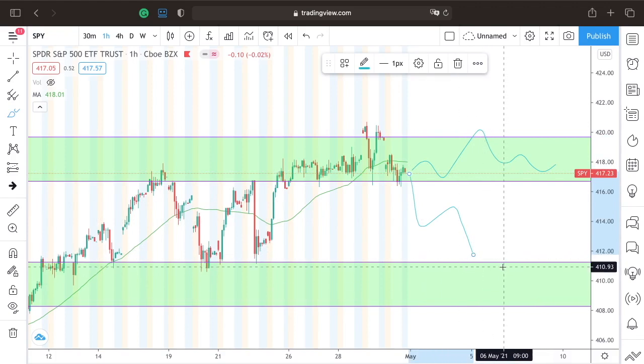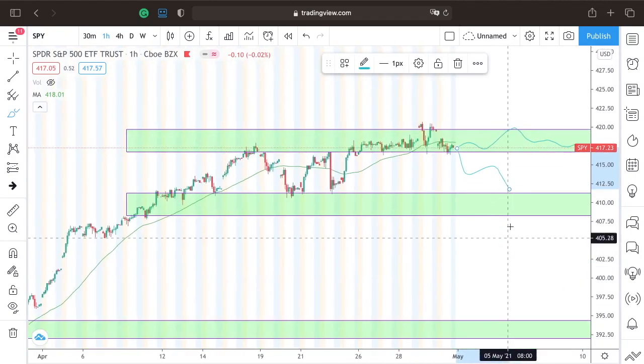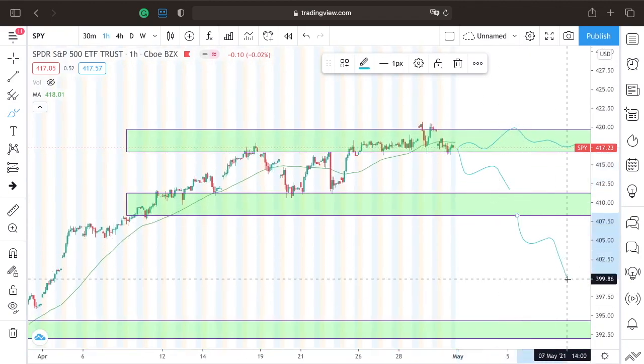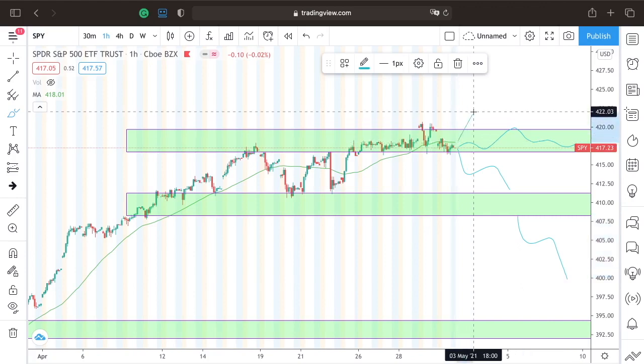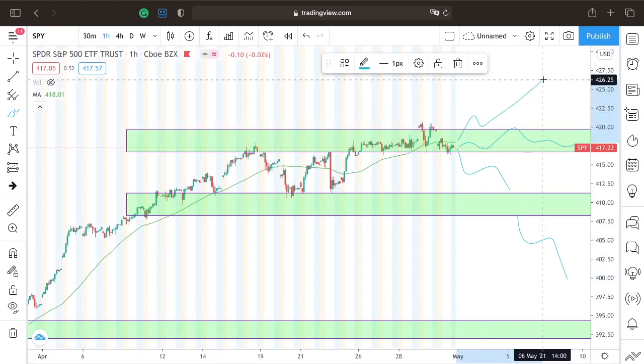If the support level does not hold for prices over here, then this could mean further downside for prices for the S&P 500. If prices manage to find bullish momentum and break above this resistance, then I want to see prices finding support at the old resistance level and continue to move up over here. That's my technical analysis for the S&P 500.